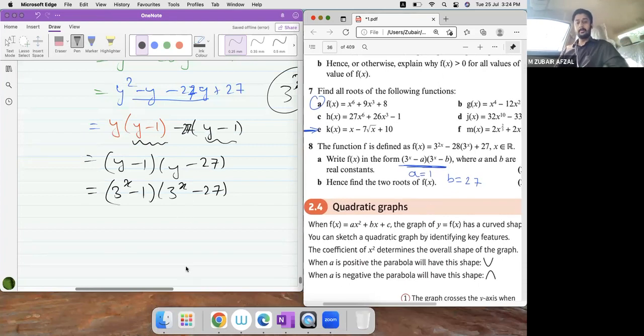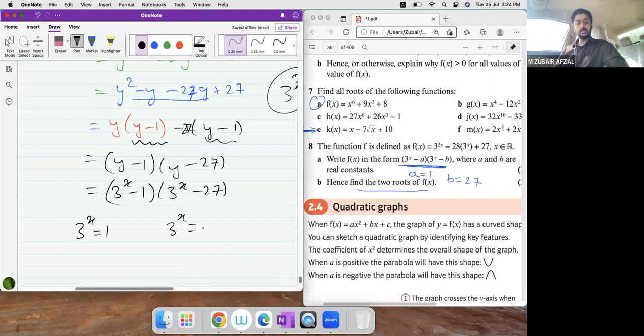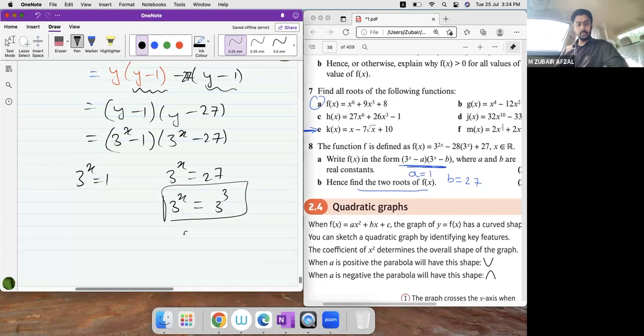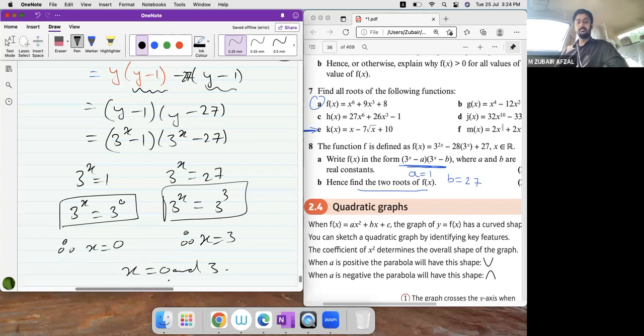Getting the point? And when it says find the two roots, so 3 raised to power x is equal to 1 and 3 raised to power x is equal to 27. 27 is 3 cube. Therefore, x is equal to 3. And in this case, anything raised to the power 0 is 1, so x is equal to 0. So your roots are x is equal to 0 and 3.